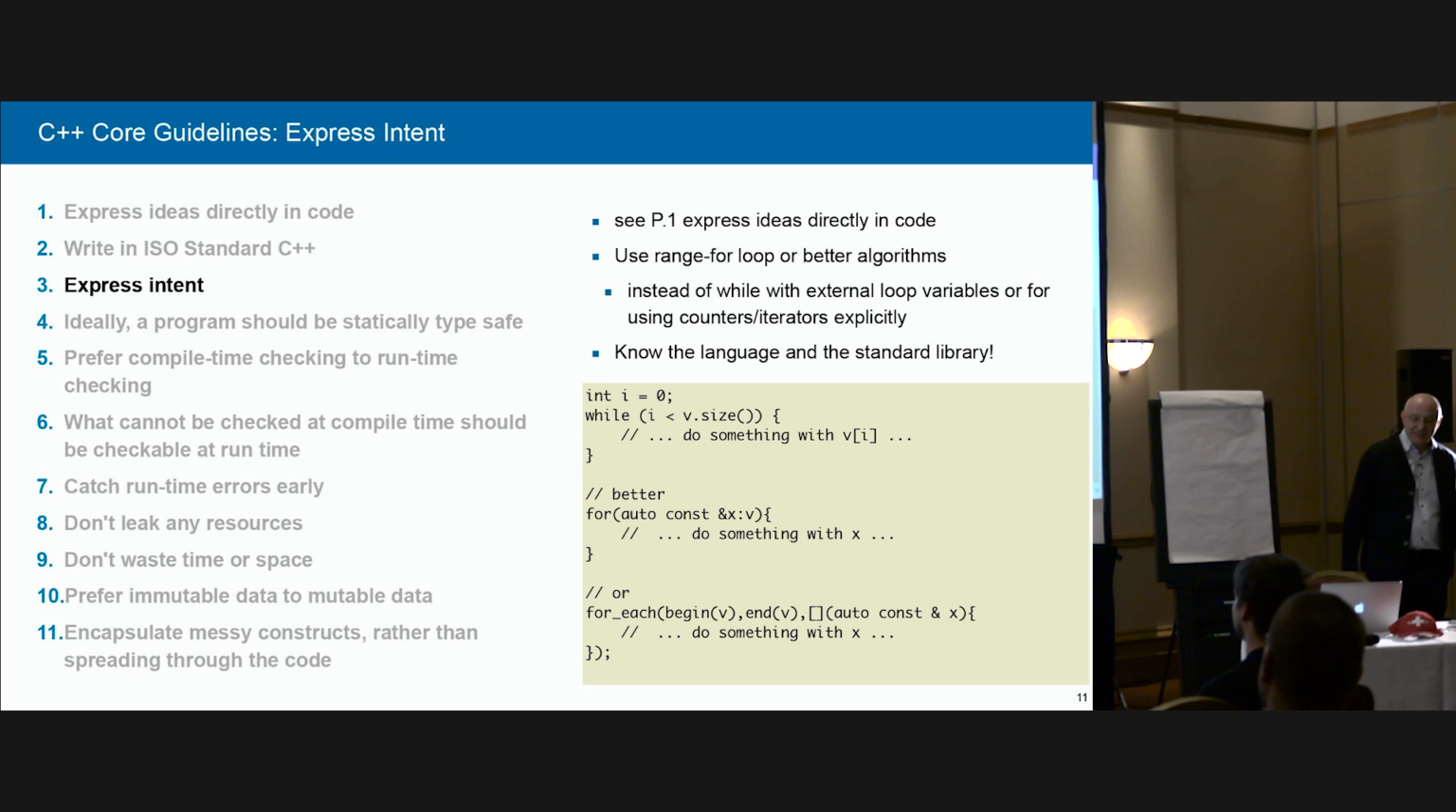Express intent. It's very similar to express ideas directly in code, so you might ask, what's the problem? One thing is use a range for loop if you actually iterate over all elements. Don't use while with a variable that's declared outside. And the important thing that I need to teach over and over is know the standard library and the language.